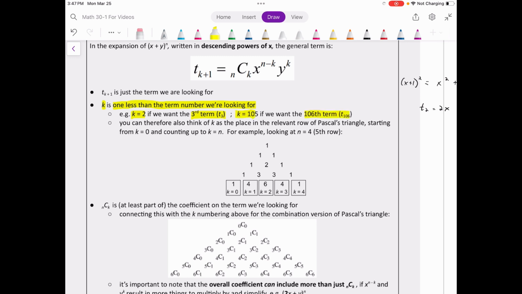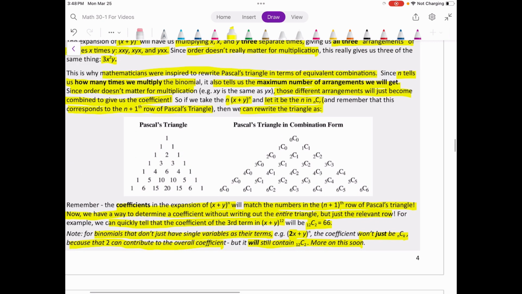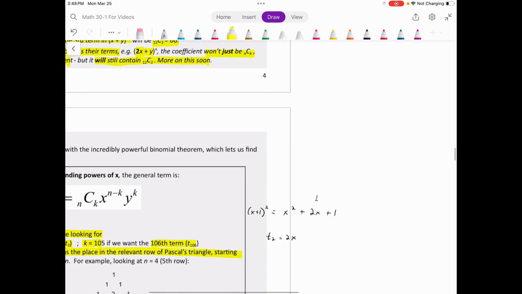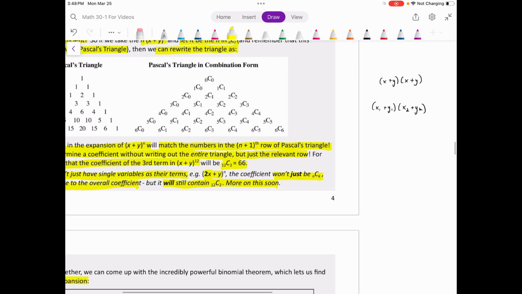And k, therefore, we can think of as the place in the relevant row of Pascal's triangle, starting from k equals 0. Students get a little thrown off by that at first. They're saying, why isn't it just t k? It's because we start counting from 0, and that has to do with the fact that the exponent on y starts at 0. It doesn't start at 1. In x plus 1 squared, 1 to the power of 0 is here. It doesn't start at 1 to the power of 1.